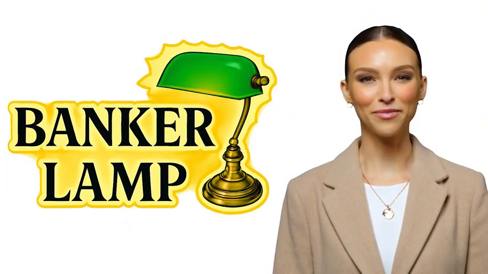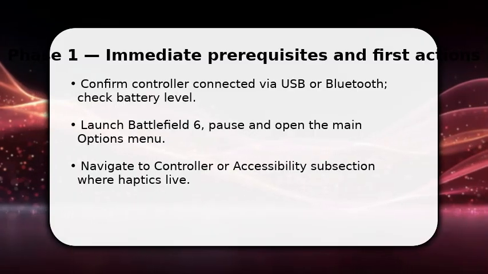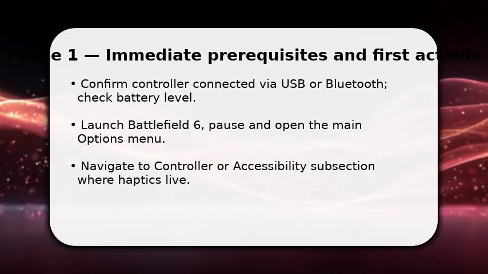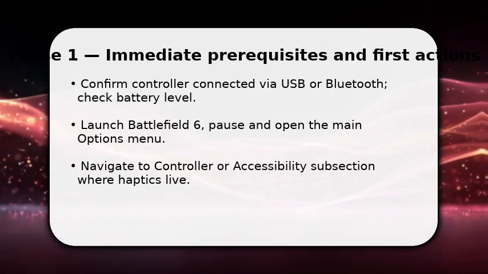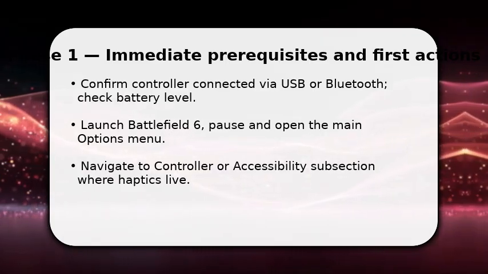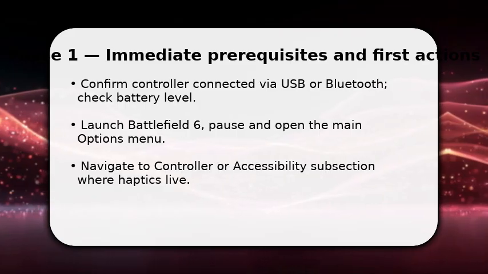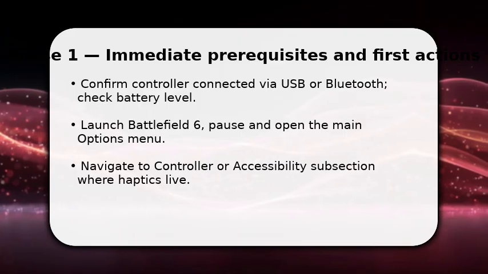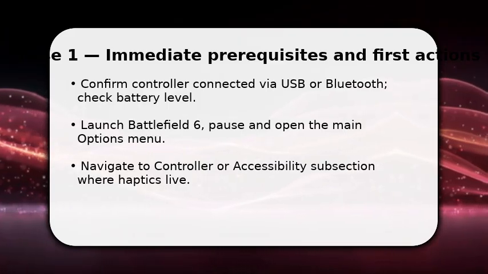Please enjoy the video. You start by confirming your controller is connected and charged. This avoids input lag while changing settings. Once in the game, pause and open options, head straight to controller or accessibility. You do this because some consoles show haptics under accessibility while PC games list them by controller type.